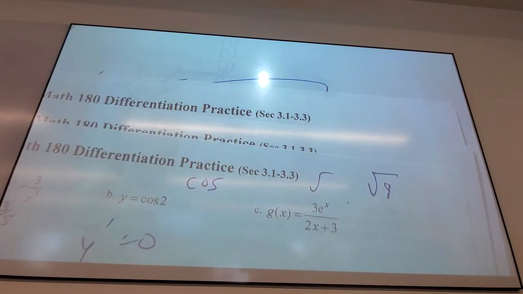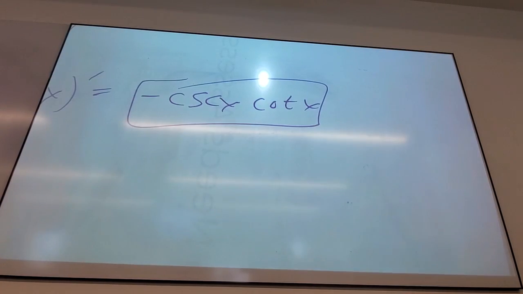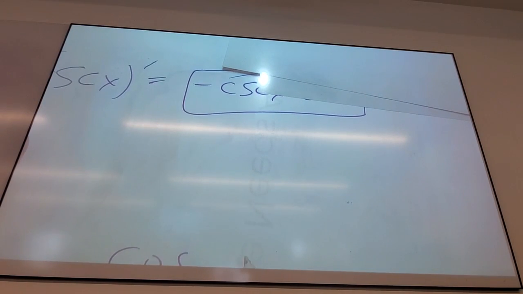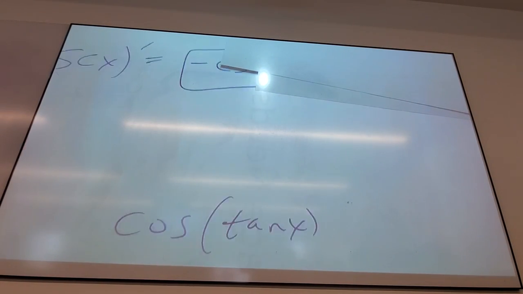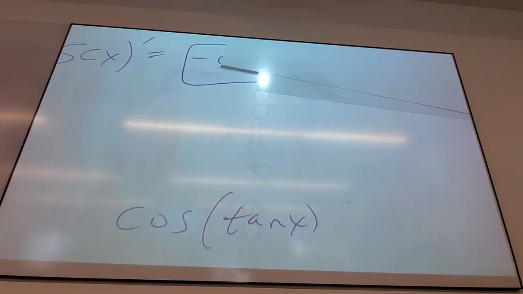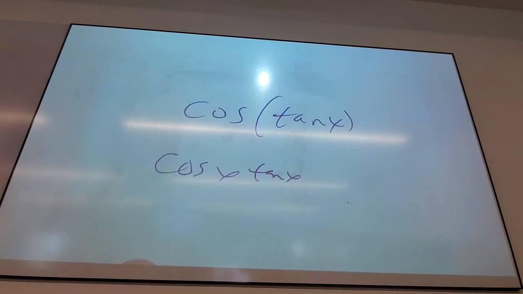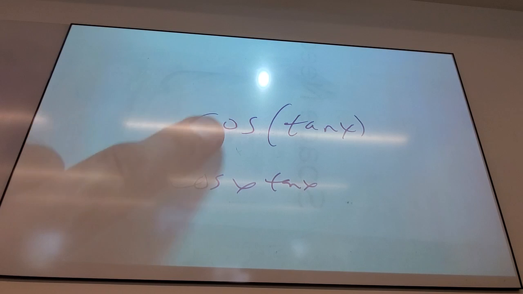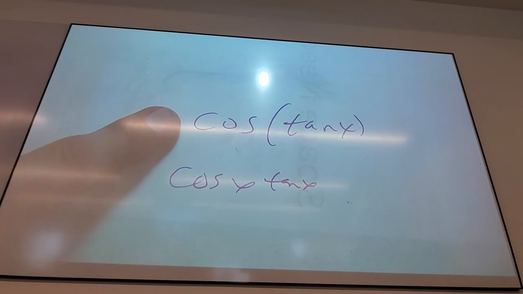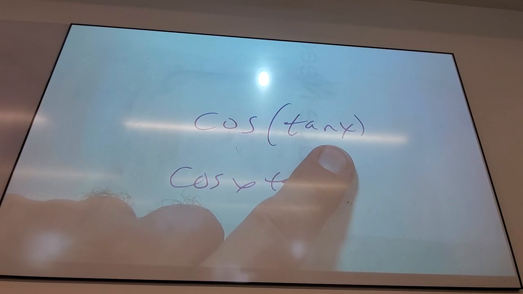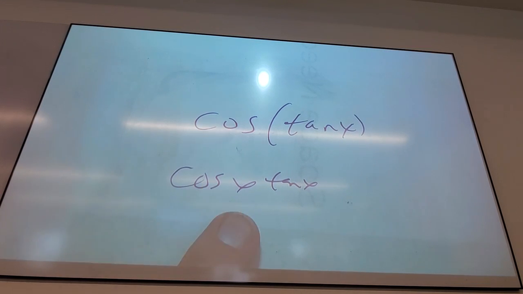So let me ask you this question, because we're going to see this kind of thing later this semester. What is the difference between these two things? Is there a difference? What's the top one? Cosine of, so tangent is inside cosine. What's this one? Cosine x times tangent.